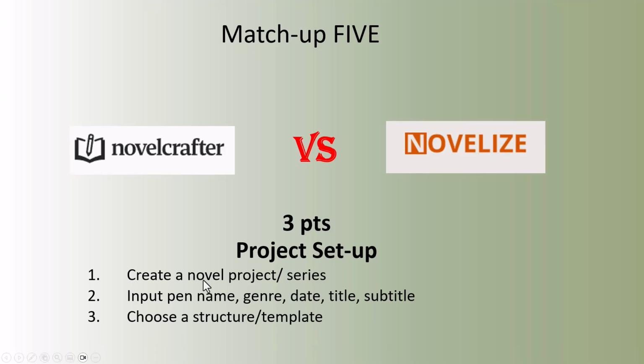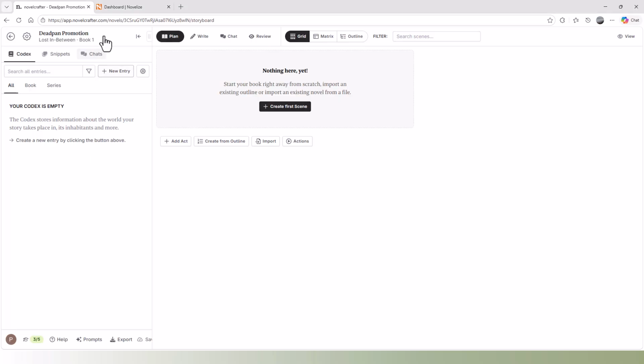So I got my novel project, I got my series, I got my pen name. I did not see a place for a genre, but my title's there, and I didn't see a place for a specific date. So we've got part of our setup done. And let's go ahead and go over into Novelize and get at least this far in that program.